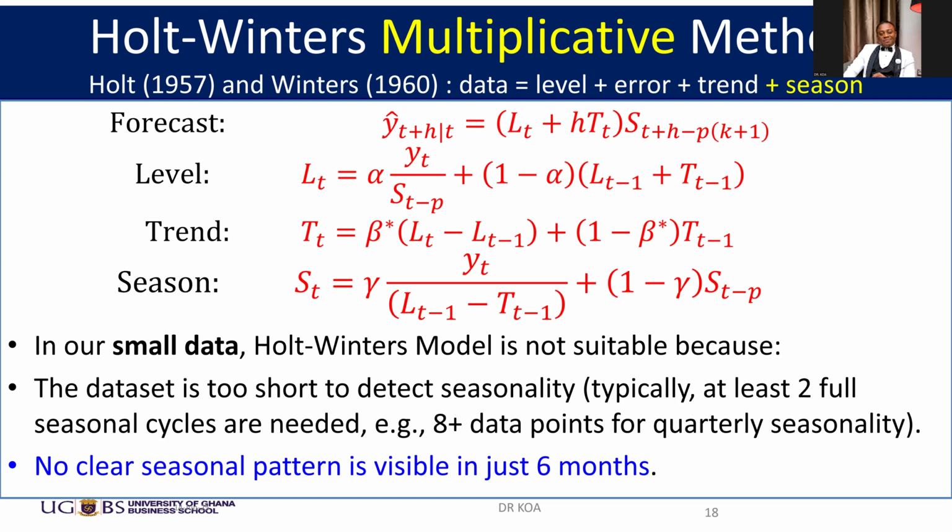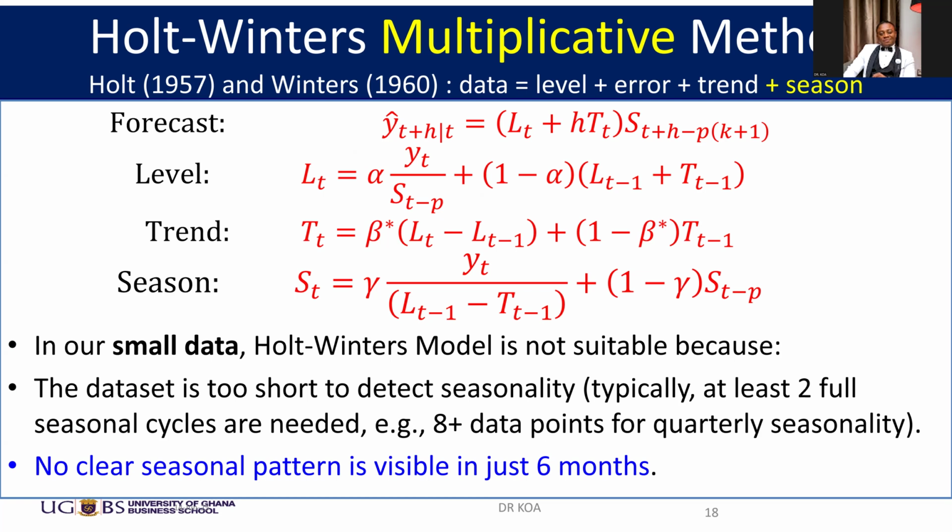So you need at least 2 full seasonal cycles to be able to say that there is seasonality. And normally for that to happen, there must be 8 plus data points for quarterly seasonality. So within one quarter, there must be 8 items. If you take the first quarter, then the second quarter should have at least 8, then the third quarter. So if we go by the minimum of 8 within the year, we must have 8 plus 8 plus 8 plus 8, 32.